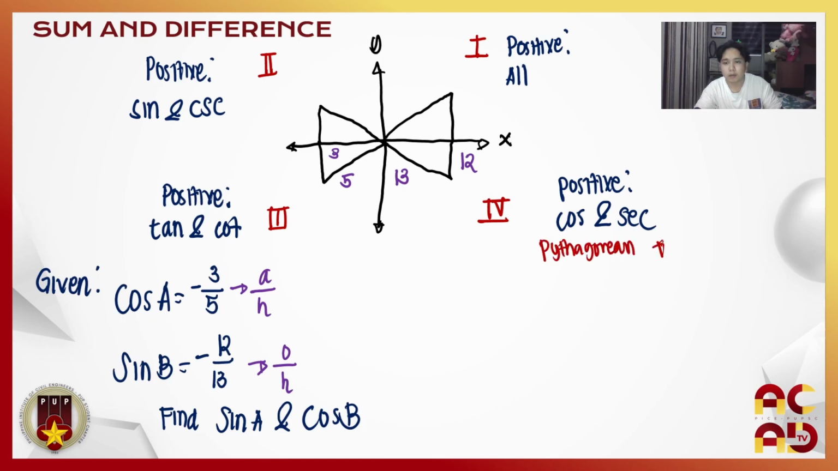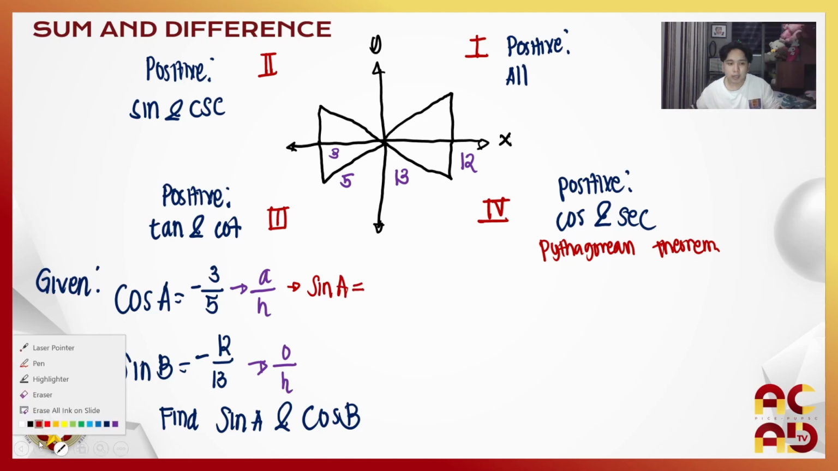Pythagorean theorem. Ayan. So dito, ang hinahanap natin is sine A. Para mahanap yung sine A, ang gagawin natin is to take the square root of c squared minus a squared.